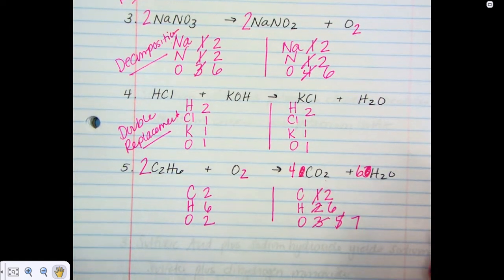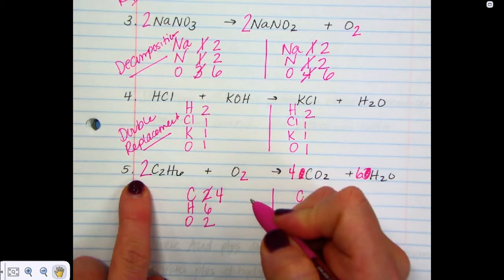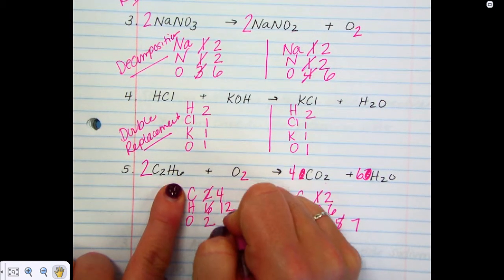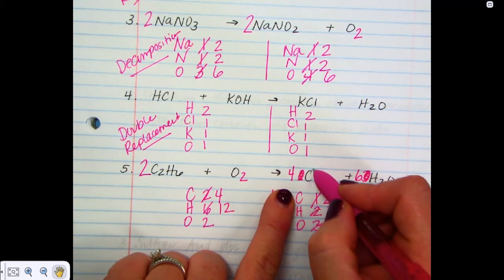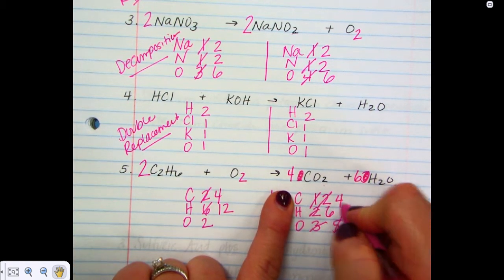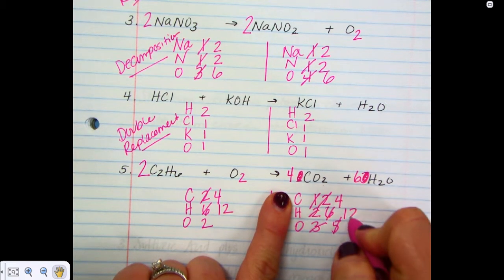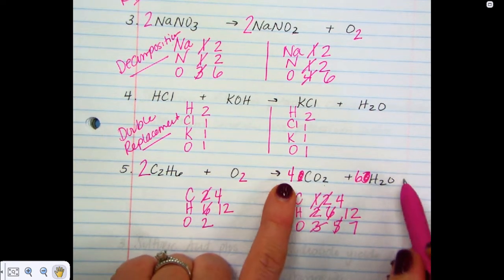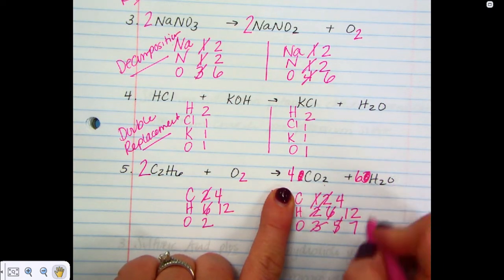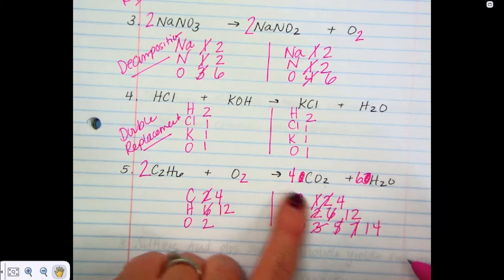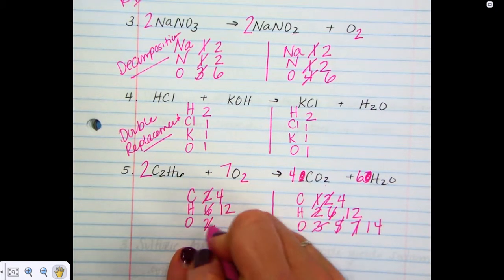Now I'm going to go through and update my list. 2 times 2 is 4. 2 times 6 is 12. I'm going to leave the oxygen alone for just a minute. 4 times 1 is 4. And 6 times 2 is 12. Now do my oxygen last. 4 times 2 is 8, plus 6 is 14. And then how do I get 14 on this side? 7 times 2 is 14.